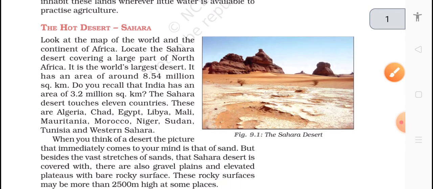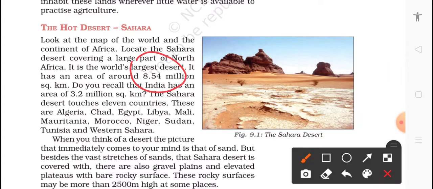So now we will talk about the hot desert, the Sahara. On the map of the world, locate the Sahara Desert covering a large part of North Africa. It is the world's largest desert. It has an area of around 8.54 million square kilometers. So 8.54 million is like 3 times the size of our India, and India's size is 3.2 million square kilometers. The Sahara Desert touches 11 countries. These countries are Algeria, Chad, Egypt, Libya, Mali, Mauritania, Morocco, Niger, Sudan, Tunisia, and Western Sahara.